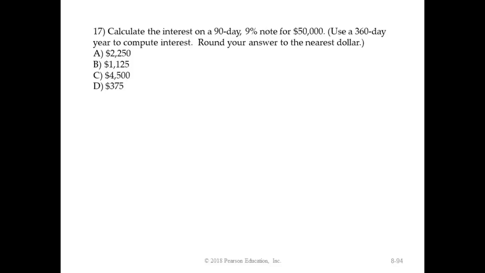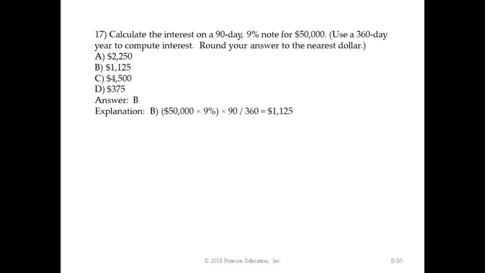Number 17, calculate the interest on a 90-day, 9% note for $50,000 using a 360-day year to compute interest. Again, you can use 360 or 365. Honestly, use whatever the problem's giving you. So in this case, my principal is $50,000, my interest rate is 9%, and my time is 90 days divided by 360. So that should come out to about $11.25. So B is the correct answer on this one. That would be the interest.